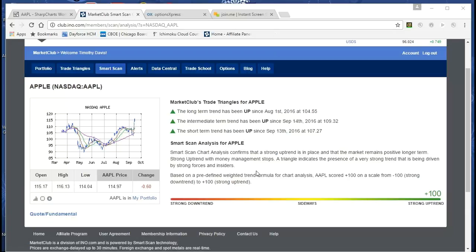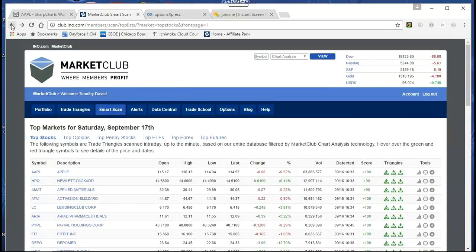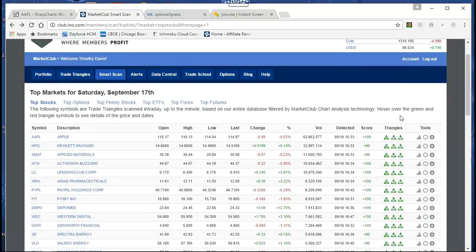Okay, so like I said, Apple has a very, very strong trend. It has a score of 100%. Now, let me go back. There's a couple more things I want to show you guys. There are a lot of tools that will help you trade within MarketClub, and I'm going to try to show you as many as I can within our time frame. All right, so that was Apple. That example I showed you works with every last one of these.